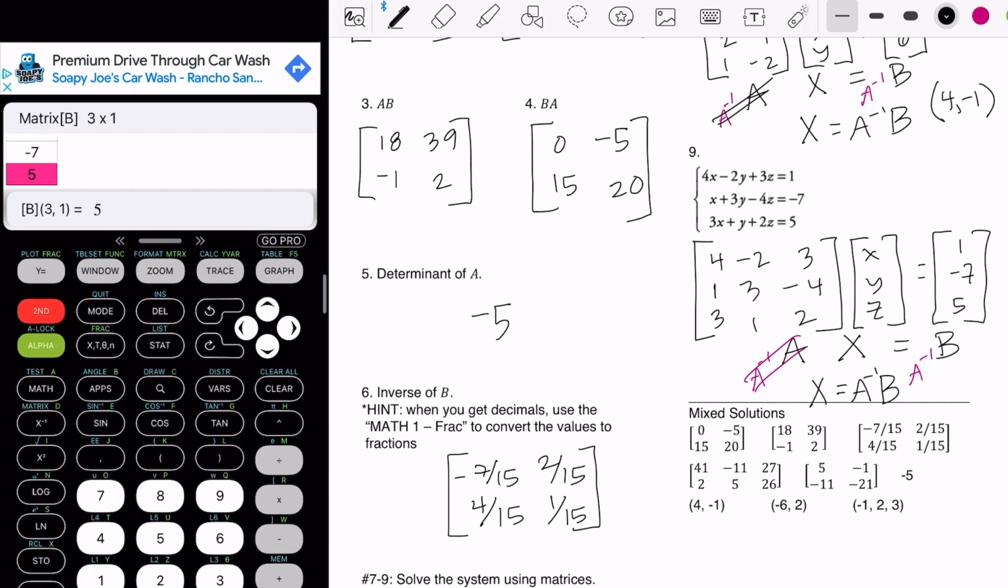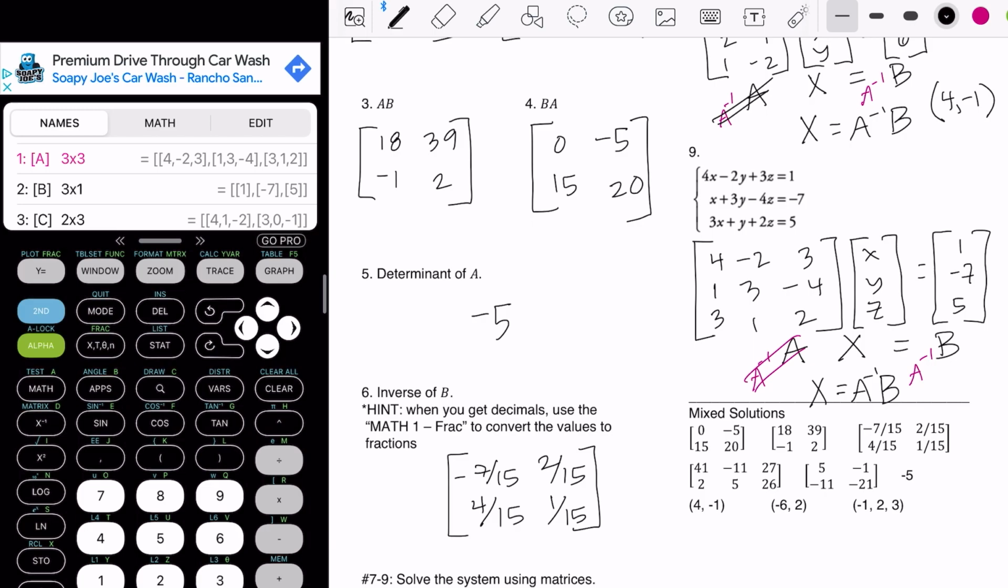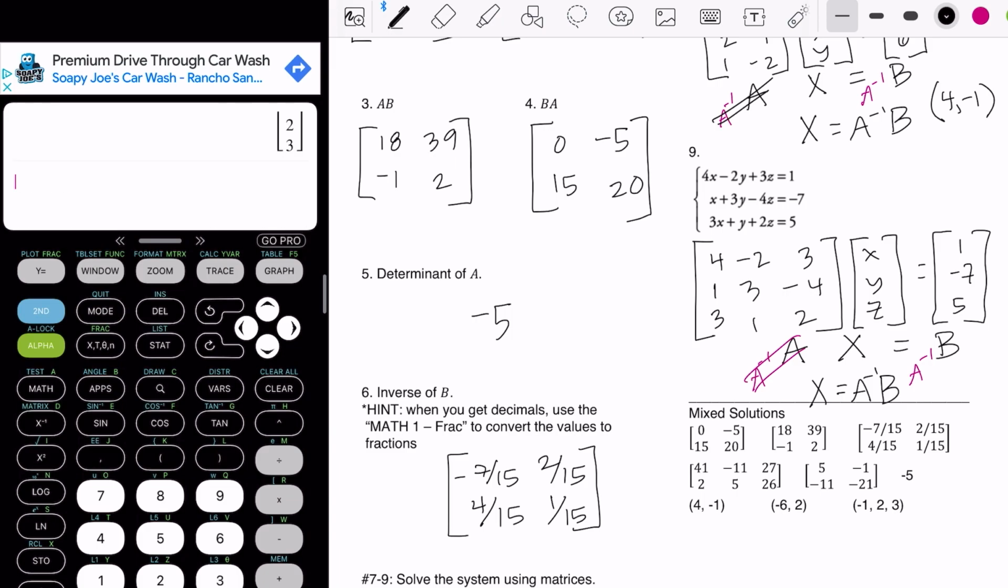And so second mode to get back to the home screen, second matrix A, inverse, second matrix B, and then enter, and then we can see our solution to this one is -1, 2, and 3, and that's it.